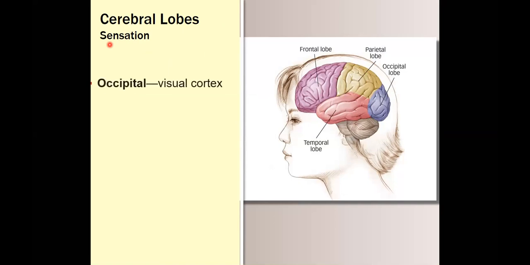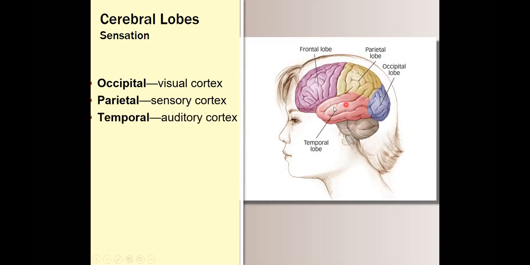Okay, so the occipital lobe is the one way in the back here. And this is where our visual cortex is. This is the area that begins processing information that's sent to it from our eyes. The parietal lobe, right in front of that occipital lobe and near the top of our skull, contains our sensory cortex. So this processes information that it received from our body in terms of touch and hot and cold pain.